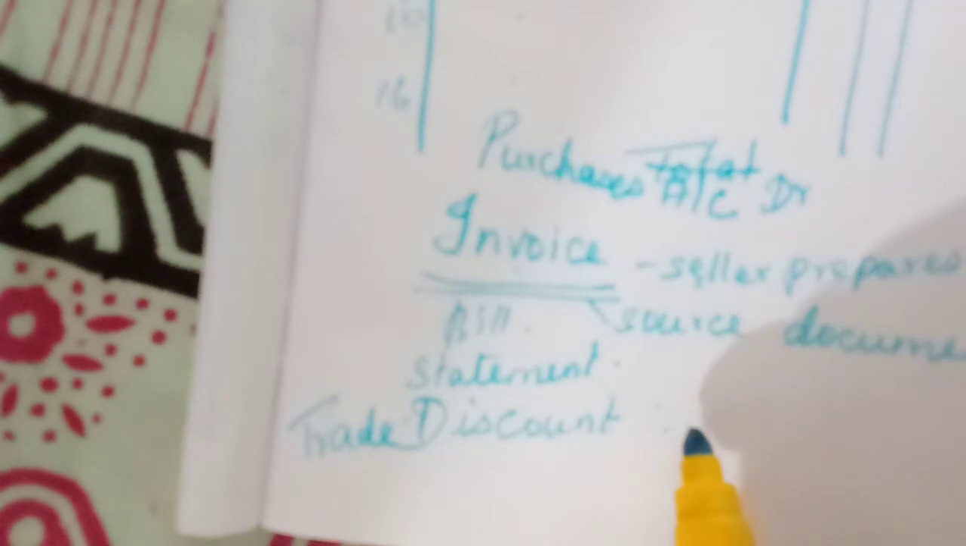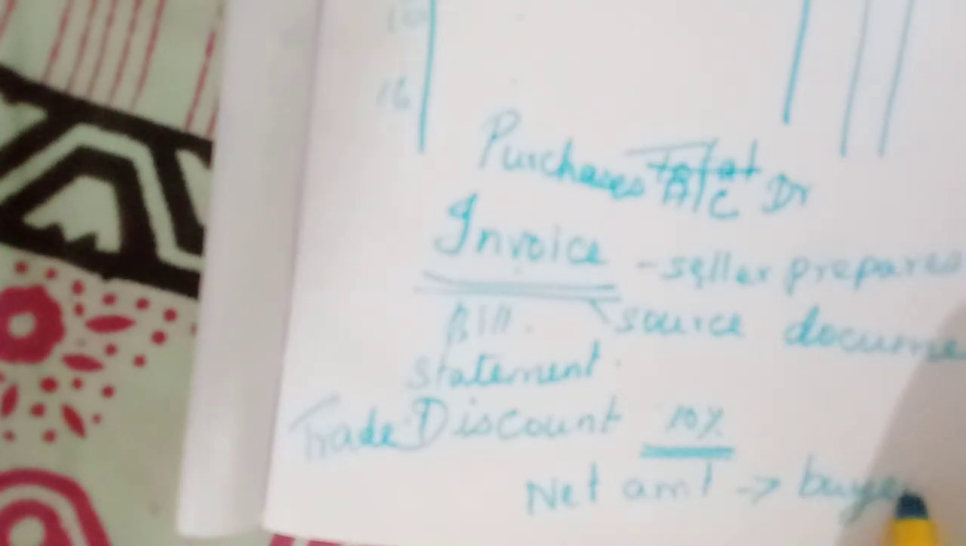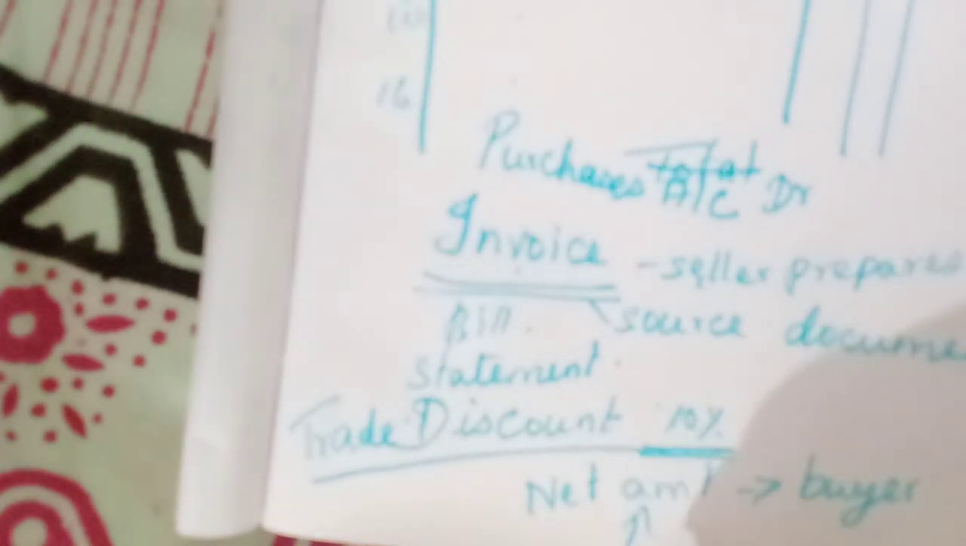They will reduce 1% or 10% from the total price, and after deducting this trade discount, only the net amount will be payable by the buyer. The buyer has to pay the net amount. It will be deducted from the total amount. Why are they providing this trade discount? In order to increase the volume of sales.